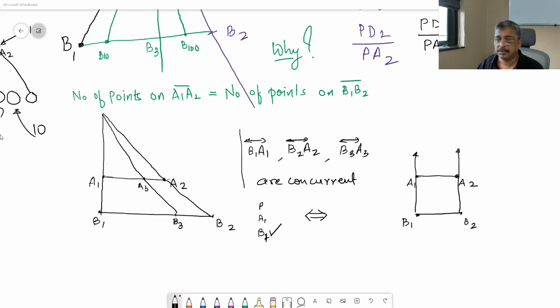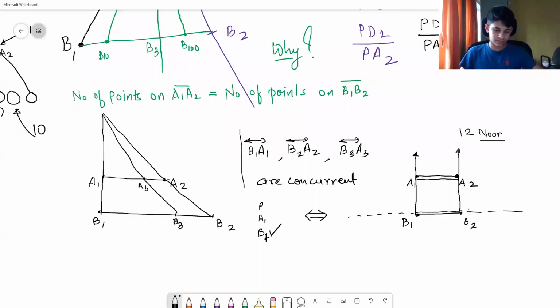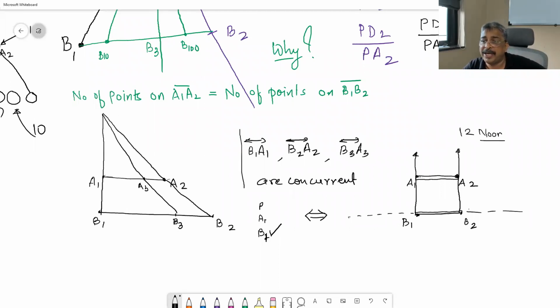Question. At 12 noon, if you are putting a rod exactly parallel to the ground at 12 noon on a special day, what is the length of the shadow that you will get of rod A1, A2? It is going to be exactly the same as B1, B2. Do you agree? Yes, sir. So if in real life the shadow of the A1, A2 rod is exactly equal to B1, B2, we say that these are two parallel rays that we receive from the sun on the earth.